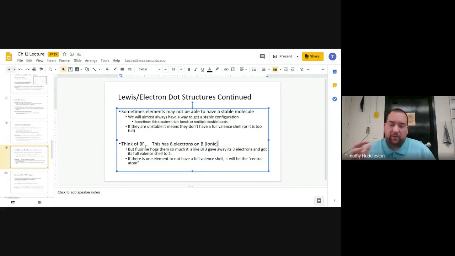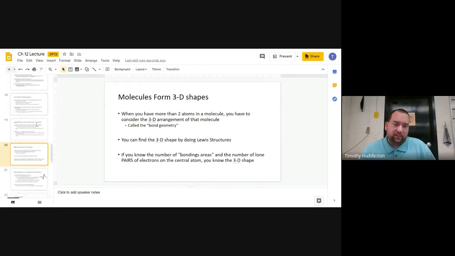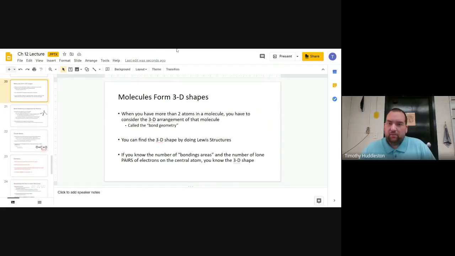What would happen is it would appear like B only had 6 electrons on it. And if that was the case, B would be unstable. This is a good stopping point so we can flip over and start talking about Lewis structures and actually doing some examples.